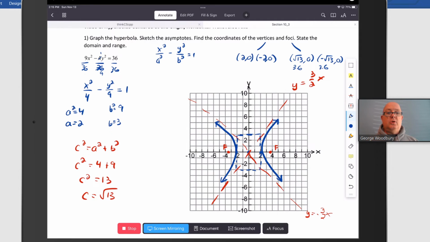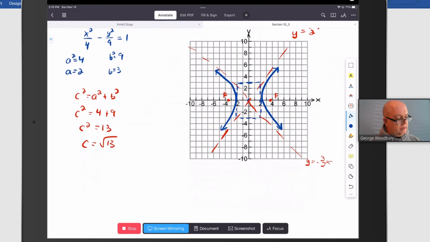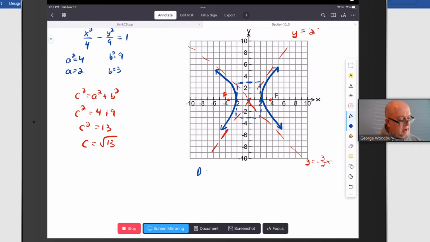The domain, as we go from left to right, has arrows pointing to the left, and then it turns around at -2. So that's from negative infinity to -2, union the second piece, which starts at 2 and goes forever to the right, 2 to infinity. The range is the set of all real numbers. Notice we have arrows pointing up and down. That means it covers all of those values. Right, so that's our first one.